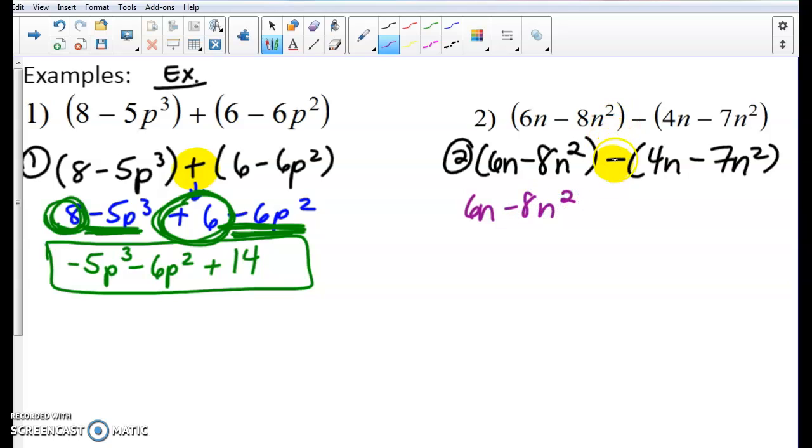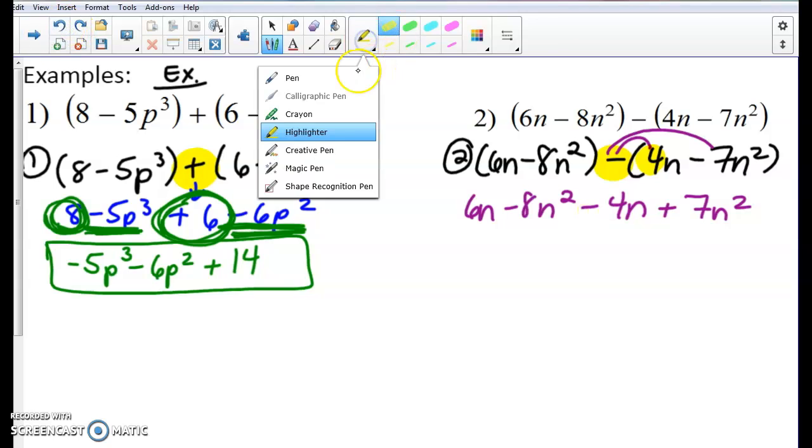Now we're going to distribute this minus symbol to everybody in the second parenthesis. So a negative and a positive 4n make it a negative 4n. A negative and a negative 7n squared makes it a positive 7n squared. Now one thing to notice is when you distribute a minus symbol, all it does is change everybody's sign. So he was positive, it made him negative. He was negative, it made him positive. So all you do is change everybody's signs in that second parenthesis. And now we're good to combine our like terms.